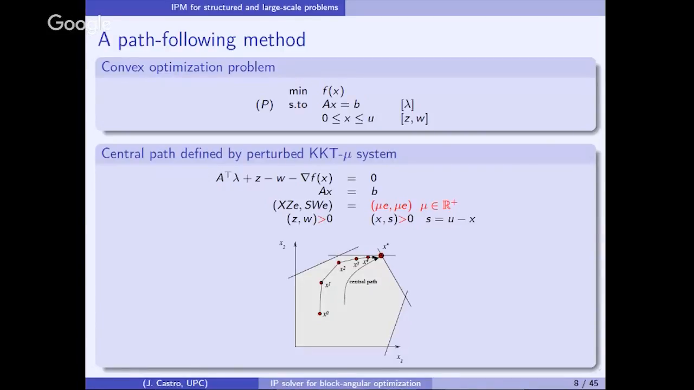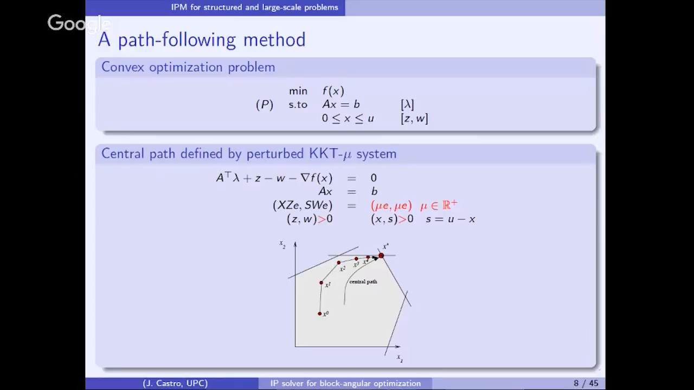Interior point methods perturb the complementarity. Here, in the original KKT system, we have a 0. We perturb that by mu, and then we solve for each mu a solution of that. Then we tend mu to 0. If we do that, we obtain a path of points that converge to the optimal solution, which is named the central path.